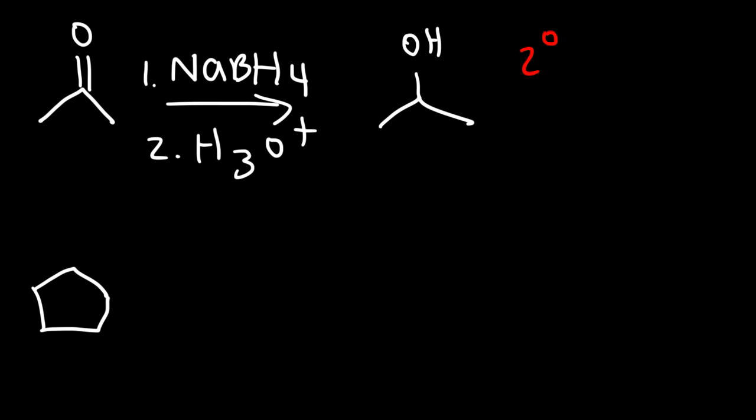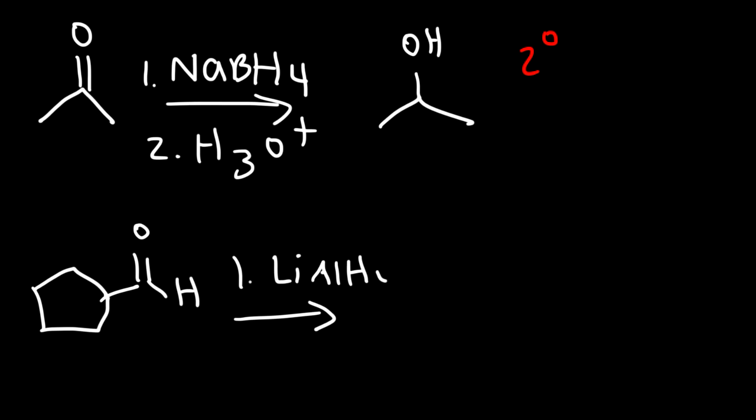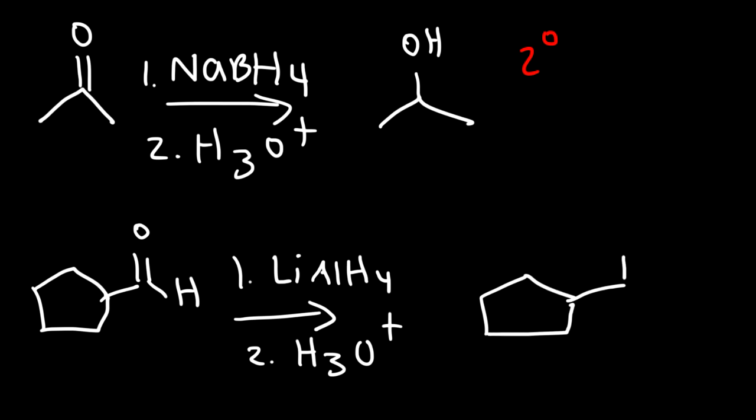So let's say if we react an aldehyde with lithium aluminum hydride, the end result will still be the same. And that is the carbonyl group will be reduced to an alcohol. In this case, we have a primary alcohol. Now let's go over the mechanism of the first reaction.